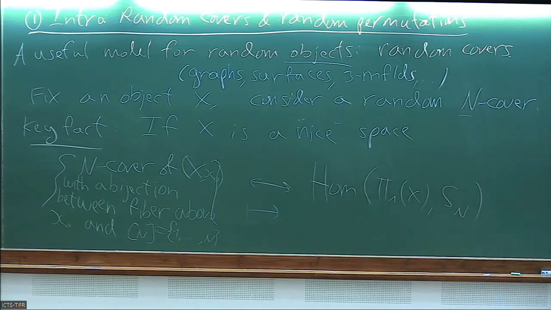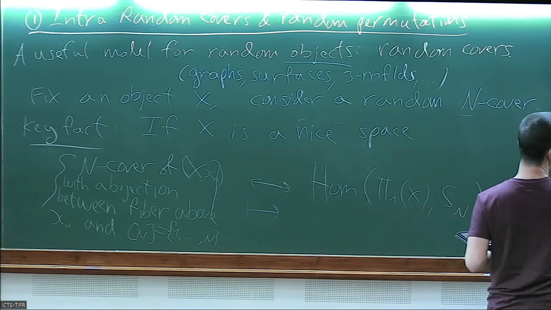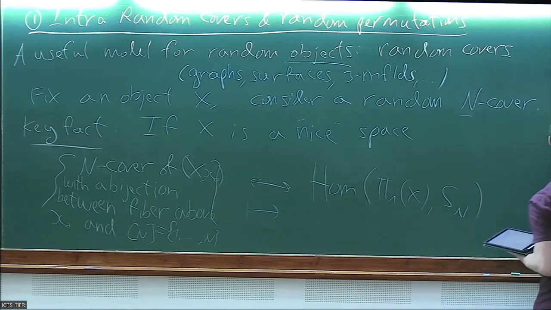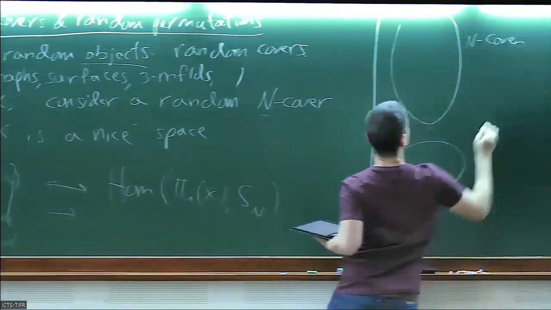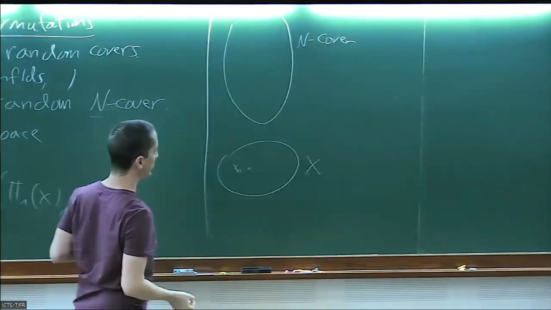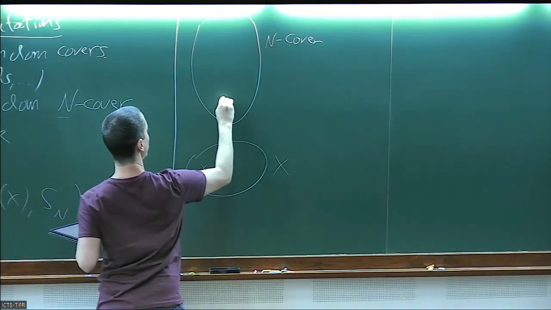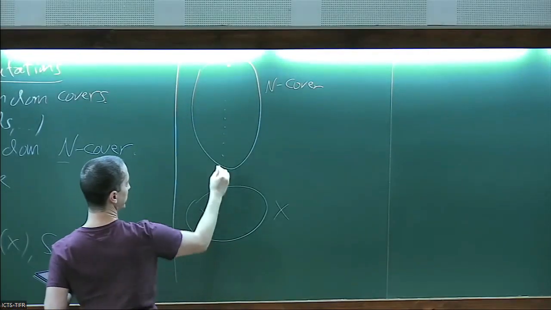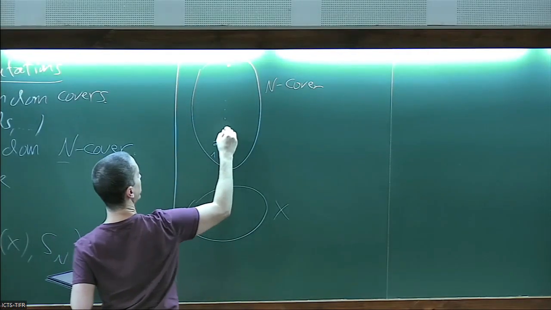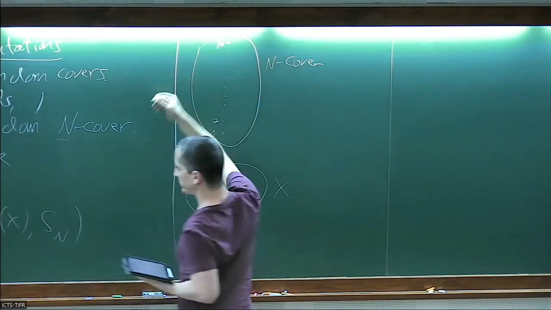So imagine this is now X, this is my space, here is my base point. And now I have some cover, this is an n-cover, an n-covering space, and now I have n points. This is the fiber above x naught, and I label it by the numbers 1 to n. Okay, this is the bijection.